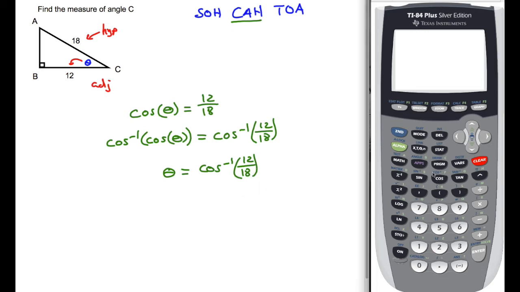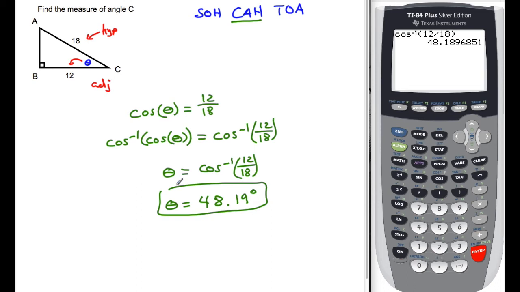Inverse cosine is right here above cosine, so I have to hit second cosine, that's inverse. And then inside the parentheses, I do 12 divided by 18. And there's my angle in degrees. Remember to make sure the calculator's in degree mode. So what I'm left with is theta equals 48.19 degrees.